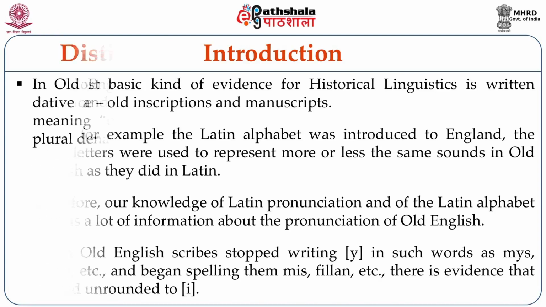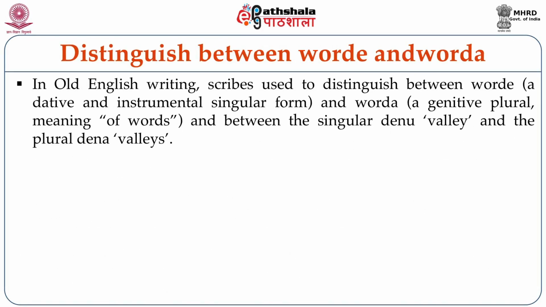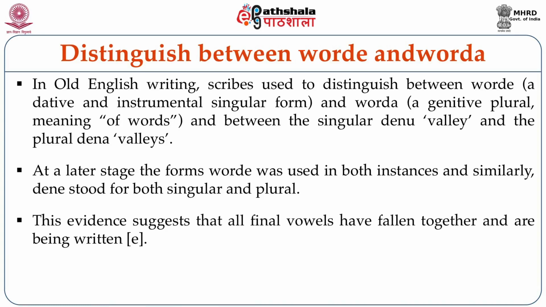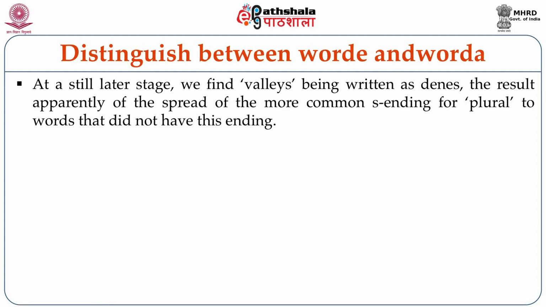In Old English writing, scribes used to distinguish between a dative and instrumental singular form and a genitive plural form of words, and between the singular denu, valley, and the plural dena, valleys. At a later stage, the same form was used in both instances, and similarly dene stood for both singular and plural. The evidence suggests that all final vowels have fallen together and are being written E. At a still later stage, we find valleys being written as denes, the result apparently of the spread of the more common S ending for plural to words that did not have this ending.